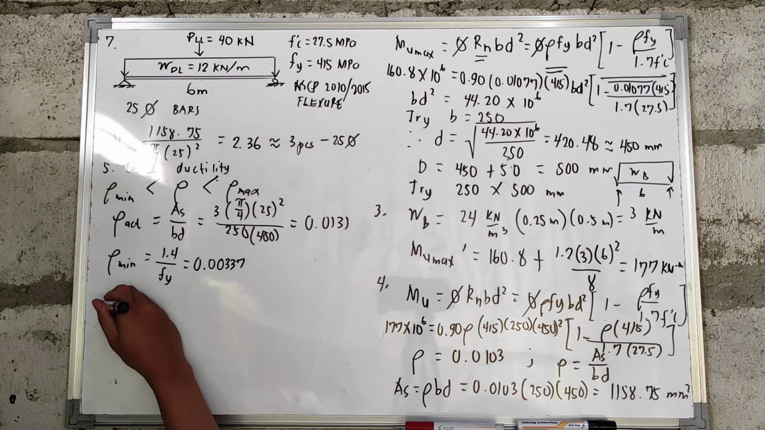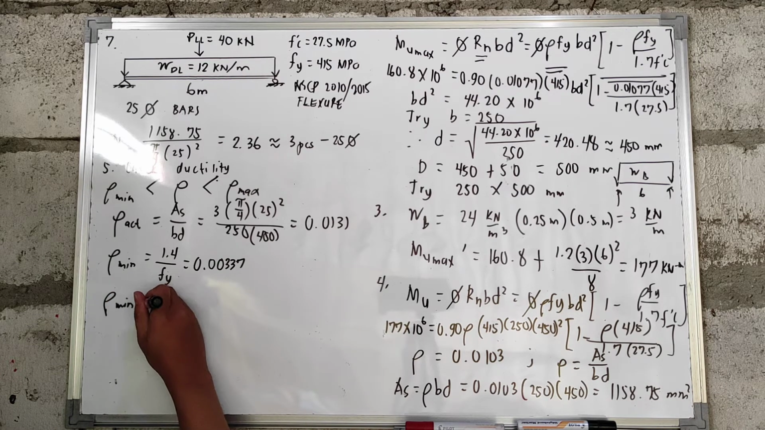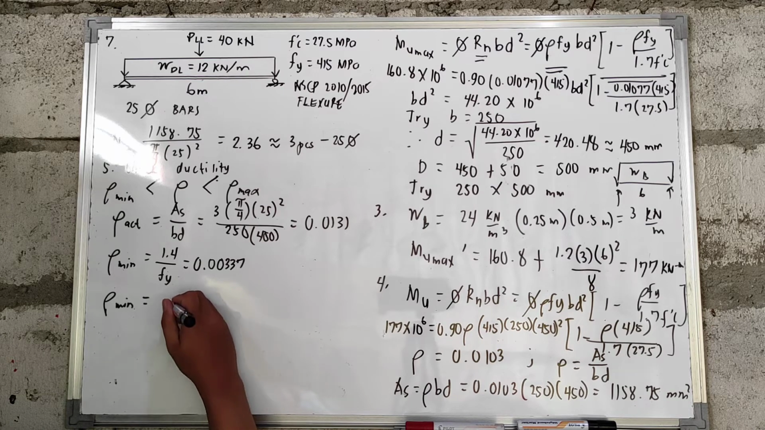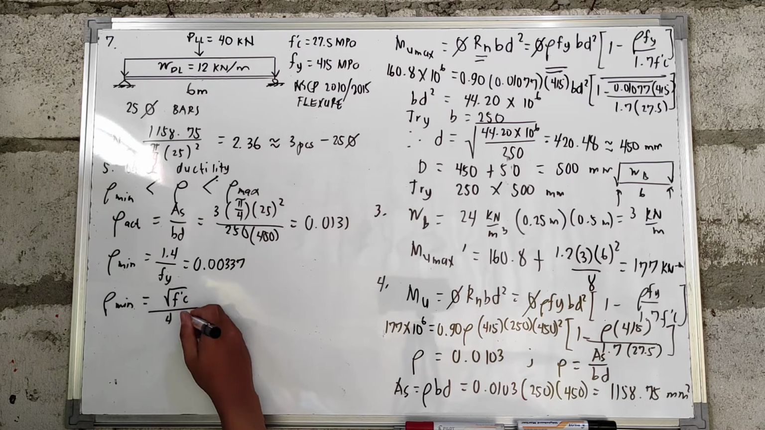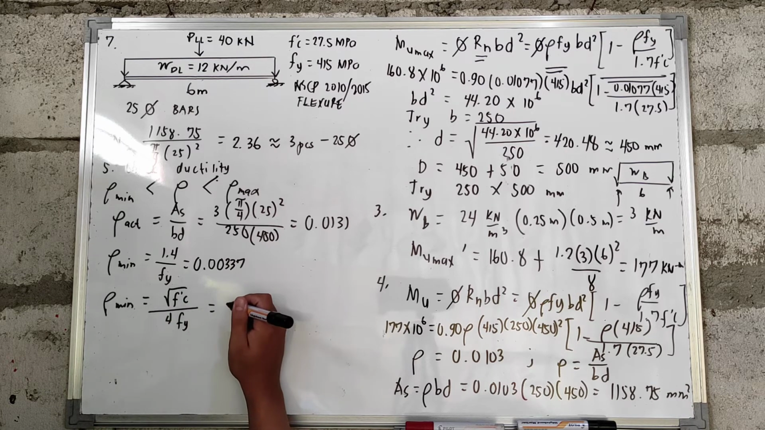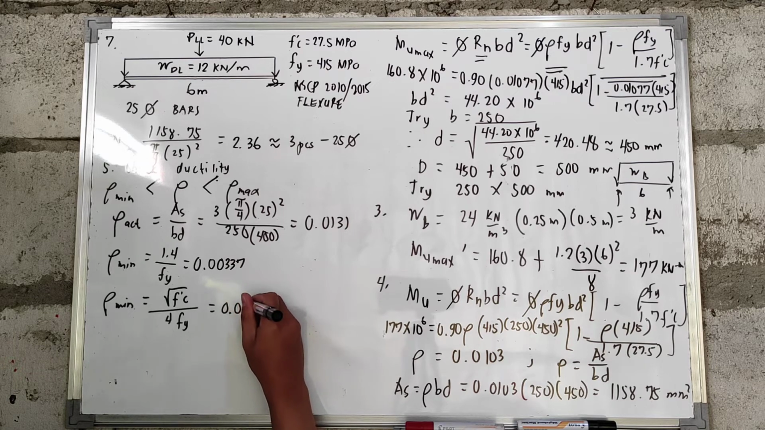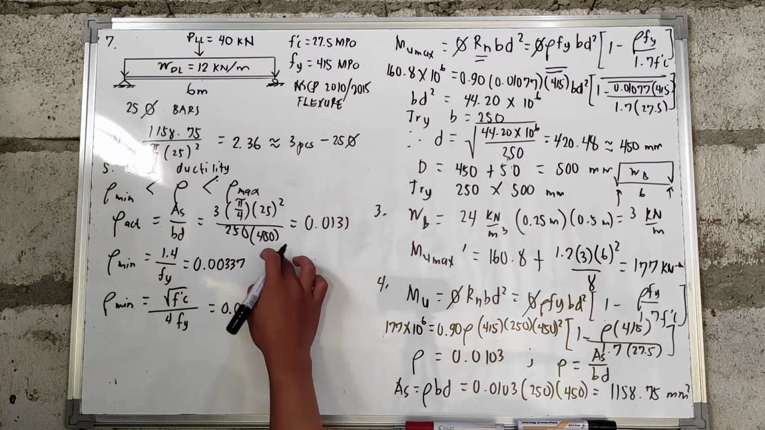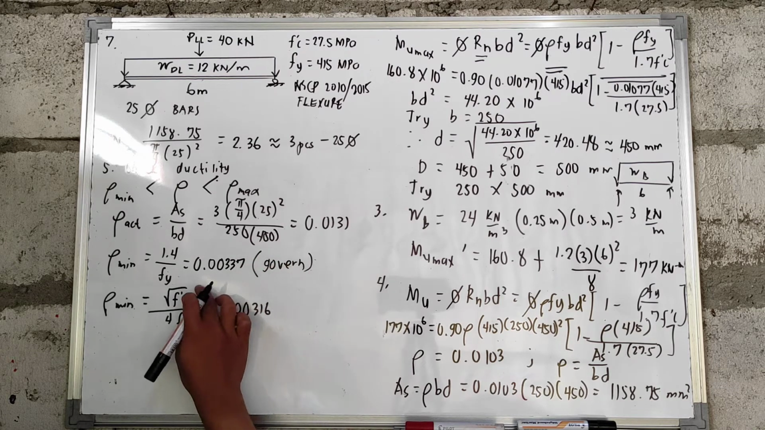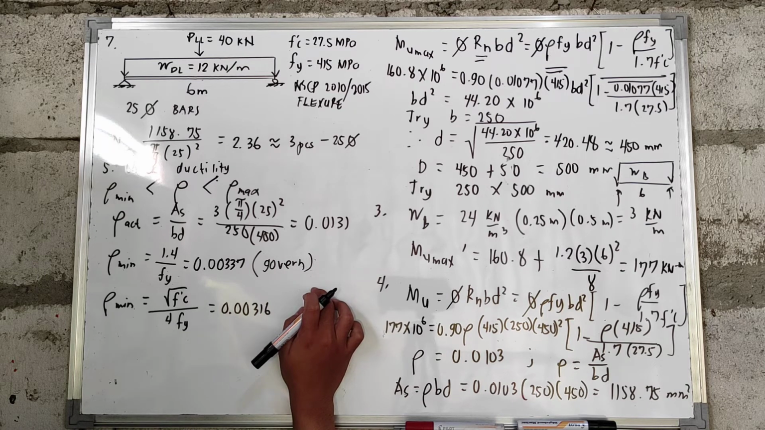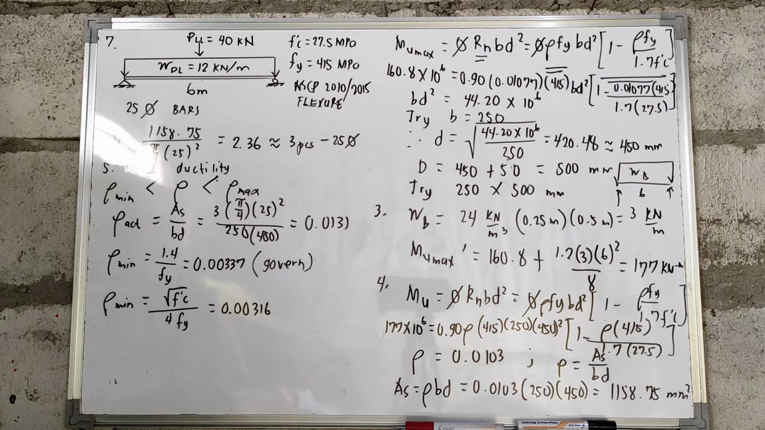0.00337. Next naman, yung isa pang formula natin for rho minimum, that is equal to square root of f'c over 4 multiplied by fy. So yung value natin dyan, that is equal to 0.00316. So between the two formulas sa rho minimum natin, we are going to adopt yung larger value. So yung rho minimum natin, that will become 0.00337.